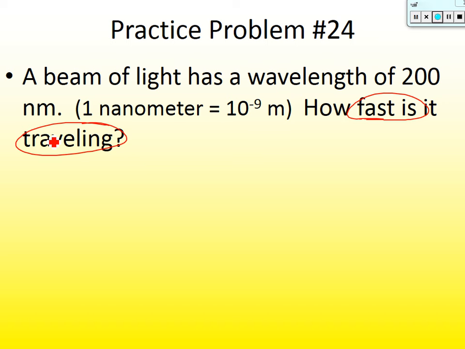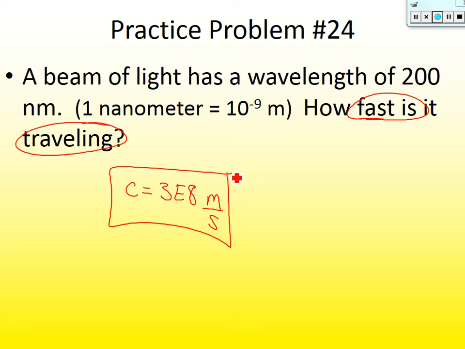How fast does light travel? What's the symbol for speed of light? C. What is it equal to? 3 times 10 to the 8th meters per second. Guys, it's kind of a trick question. All light travels at the speed of light. That means all EM waves are going to travel at that same speed.